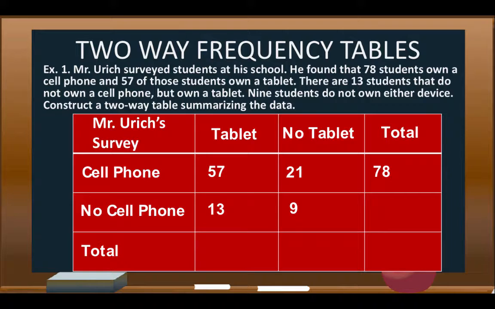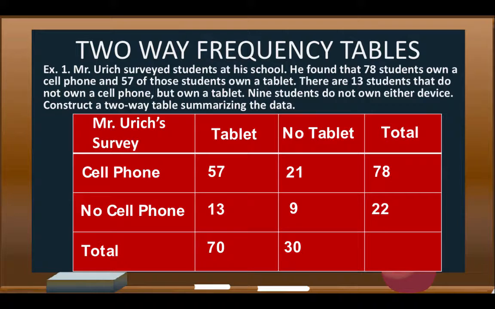Next, let's move on to the no cell phone row. So if we take all the students who do not have a cell phone but do have a tablet, plus all the students who do not have a cell phone and do not have a tablet, that's going to give us the total number of students who do not have a cell phone. So 13 plus 9 is 22. That goes for the total for no cell phone. We're going to do that same thing for tablet. So 57 plus 13 equals 70. So now we're going down the column. Same thing with no tablet. 21 plus 9 is 30.